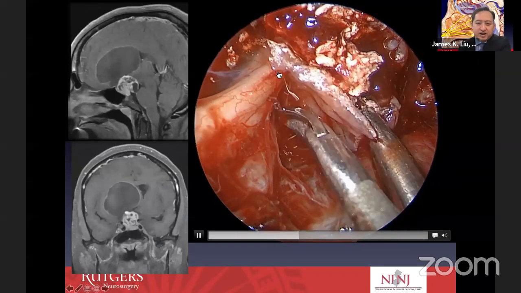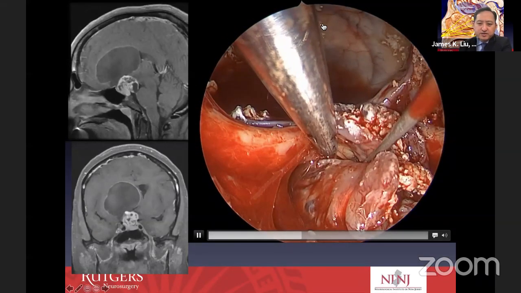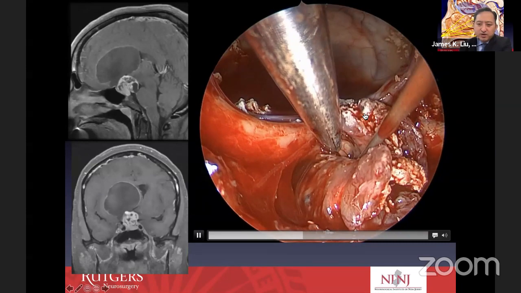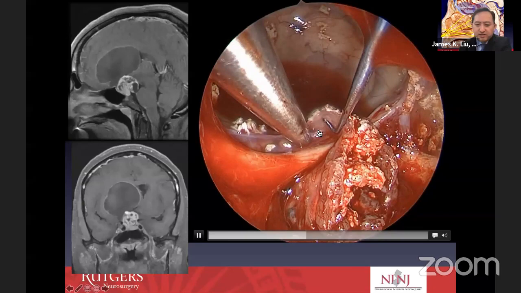You see how the right optic nerve here is actually encased by the tumor capsule here? This is what forms that cyst wall. So the tumor goes over the right optic nerve into the right frontal lobe cyst. And here's the recurrent artery of Heubner.